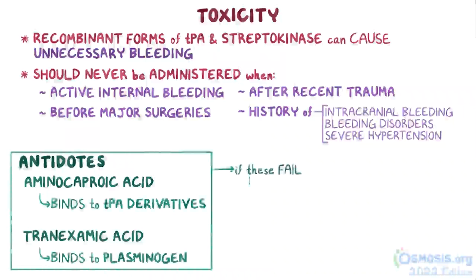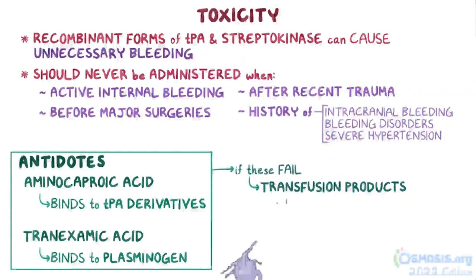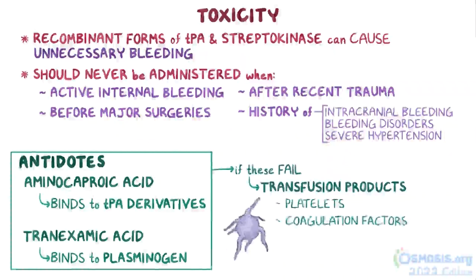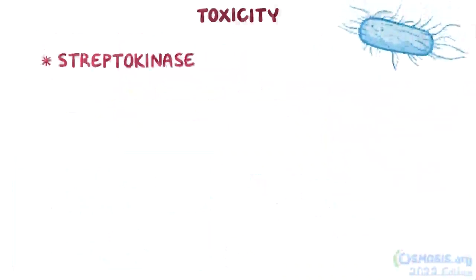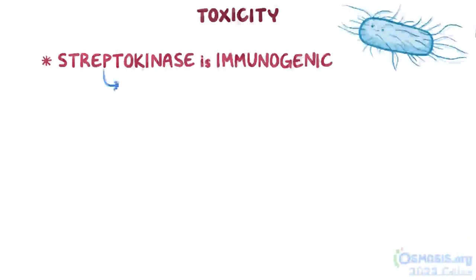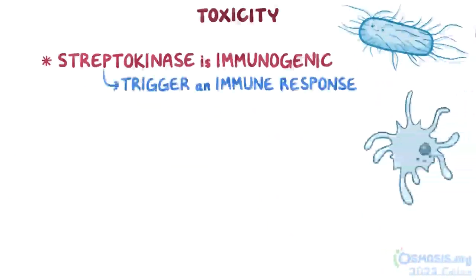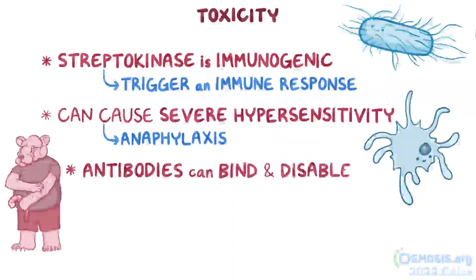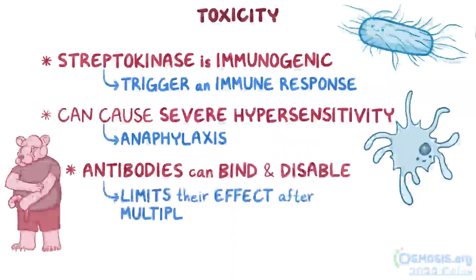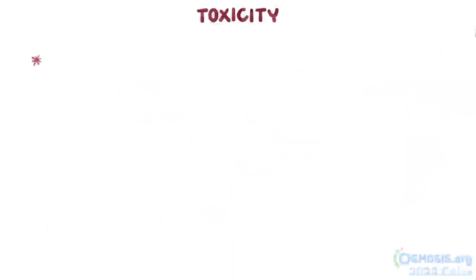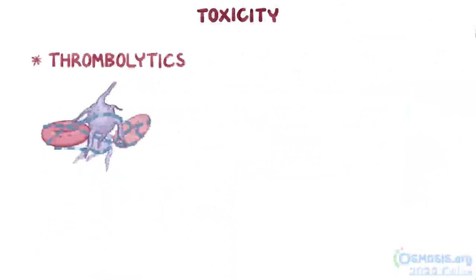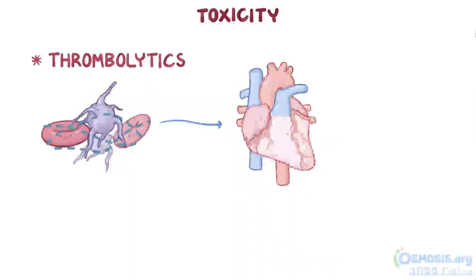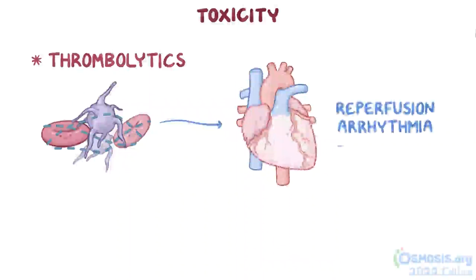If these medications fail, other transfusion products can be administered, like platelets or coagulation factors, in the form of fresh frozen plasma. Next, streptokinase is found in bacteria, so it's immunogenic, meaning it could trigger an immune response. Thus, it can cause severe hypersensitivity reactions like anaphylaxis when given. Also, our antibodies can bind to and disable them, which limits their effect after multiple uses. Finally, thrombolytics, as they reopen a clotted blood vessel, can precipitate an abnormal cardiac rhythm, or a reperfusion arrhythmia, which is usually benign.